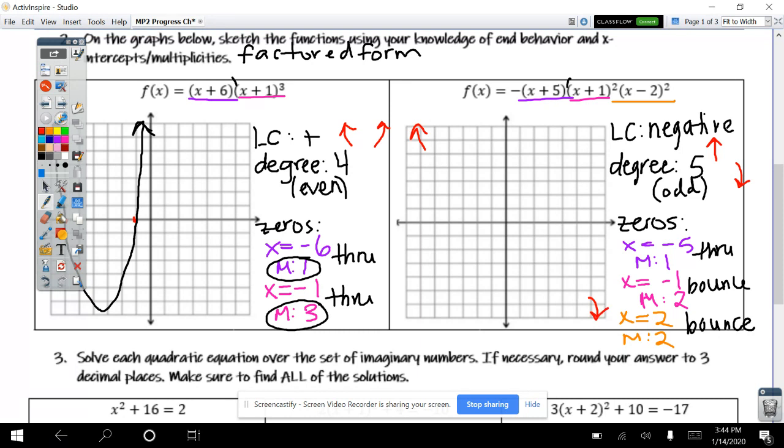Then I'm going to put all my zeros on the graph. So I've got -5, -1, and 2. Sorry, my zeros are really ugly. And then for my first zero, -5, that's going through. And then I usually pause and look. So -5 goes through, -1 bounces, and then 2 also bounces. And then it goes down from there. And that's it.